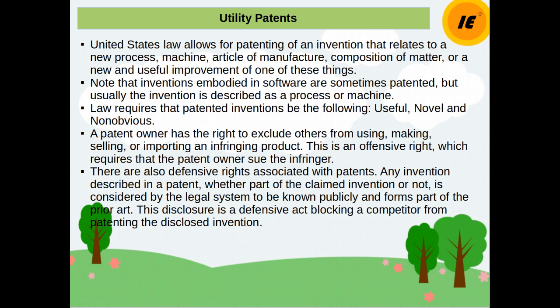there are also defensive rights associated with the patent. That means some rights you already gain when the patent is granted, where you don't have to be vigilant about someone infringing on your right or something like that. So any invention described in a patent, whether part of the claimed invention or not, is considered by the legal system to be known publicly and forms part of the prior art. This disclosure is a defensive act blocking a competitor from patenting the disclosed invention.